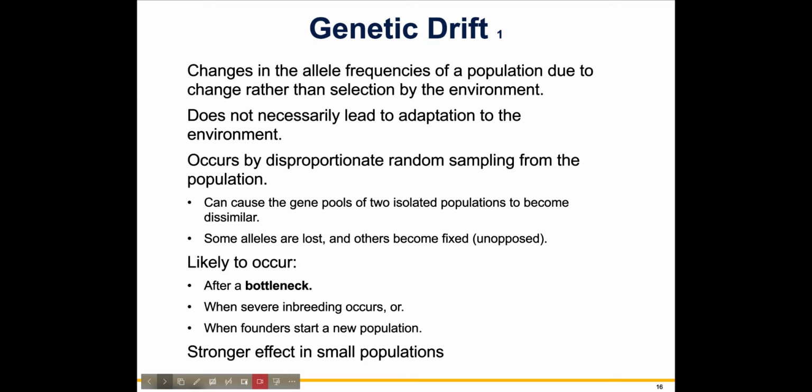Then we may get some severe inbreeding, because we've really limited our gene pool. We also have something called the founder effect, which is where we have a few individuals that will establish a new group, a new population. And then when that happens, only the genes that were brought there survive. And what we see is we, again, could lose or fix some allele combinations.